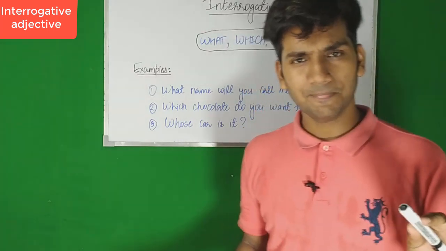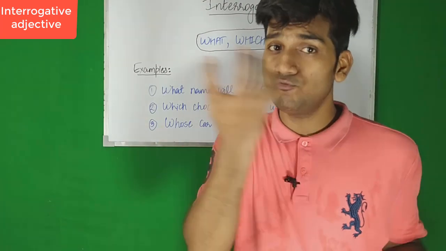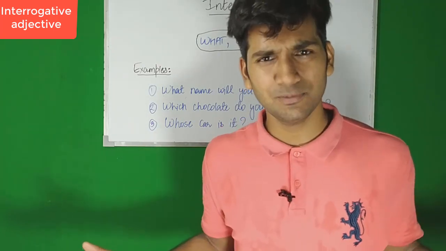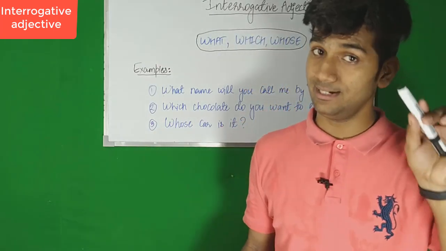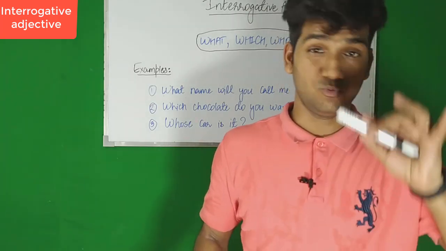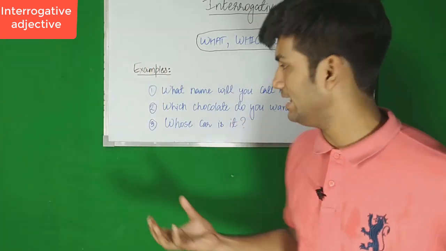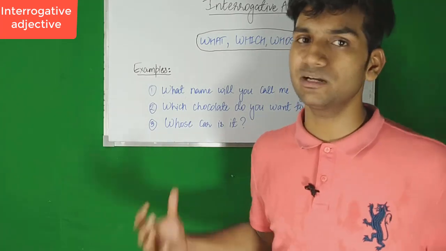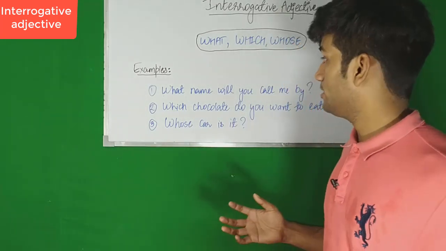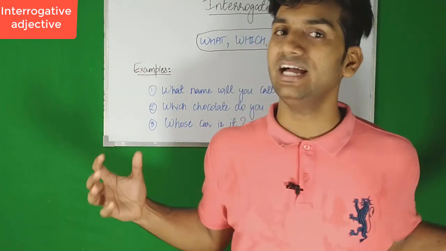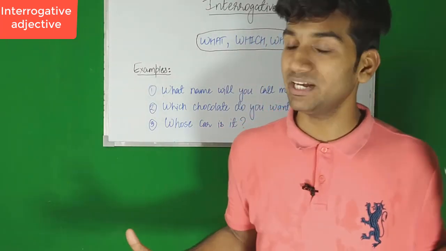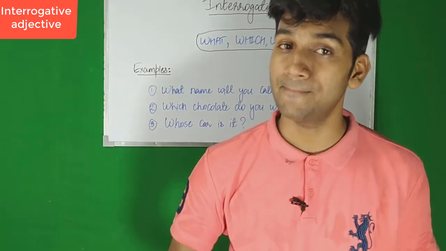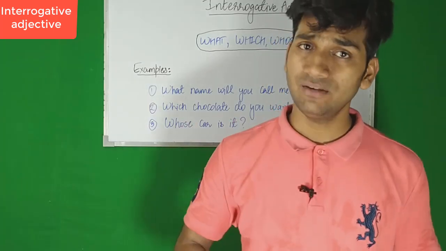Now, a very important thing. A lot of people use what and which interchangeably, which is correct, you can do that. But is there any difference between both of them? Yes, there is. There's a very subtle difference between what and which. The difference is that when we use what, we're not referring to any limited number of options. When I say, what name will you call me by, I literally don't have any options in my mind. But if I say, which name will you call me by, I do have some options in my mind, right? That's why I'm saying, which name will you call me by?